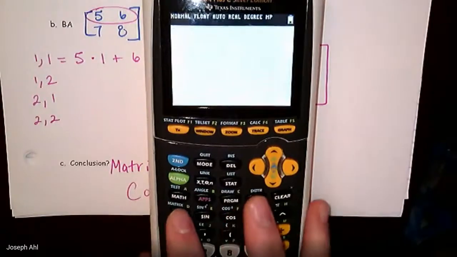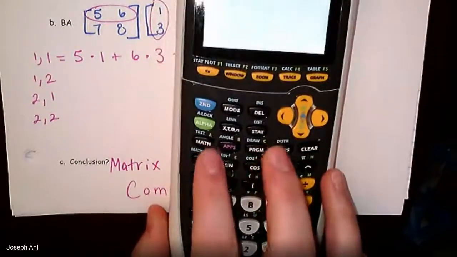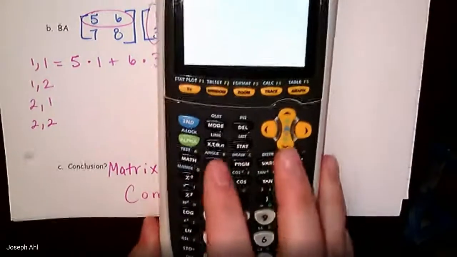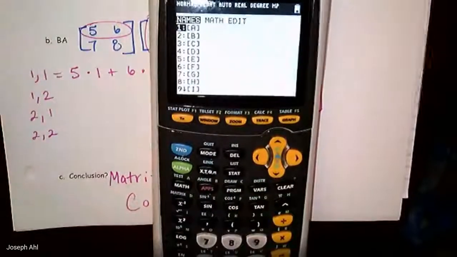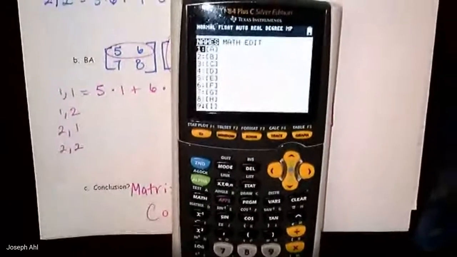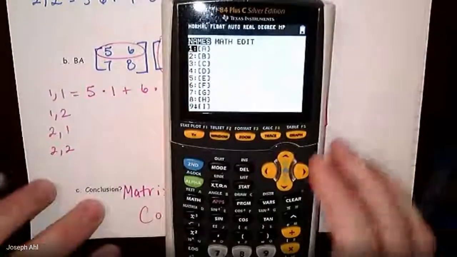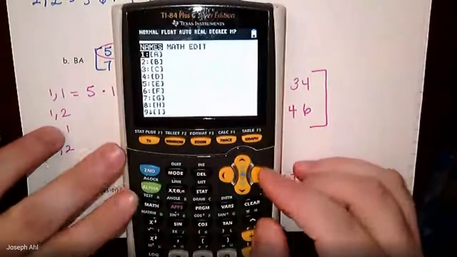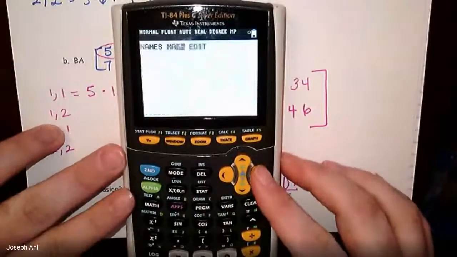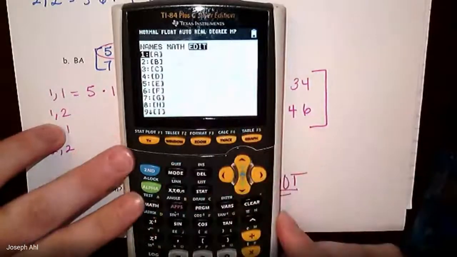So let me just show you really quick. If you go to the button that says x to the negative 1, right above it in blue, it says matrix. So you're going to hit second, x to the negative 1, and you'll notice there's a bunch of matrices. Mine are all blank right now. If you have an older sibling who had this calculator, maybe they had some stuff already typed in here. But regardless, you're going to scroll over 2 to the right to where it says edit, and hit enter.